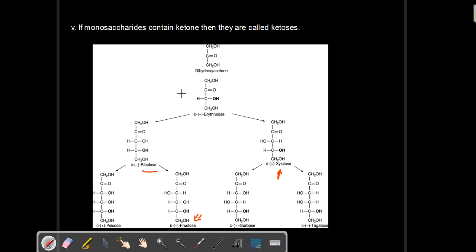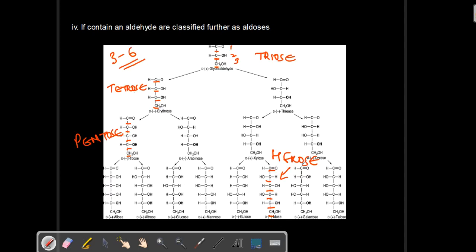Again, in the case of ketoses, it's the same. So we've got 3 carbon atoms here. What kind of a monosaccharide is this on the basis of number of carbon atoms? This is a triose, and this has 1, 2, 3, 4. This is a tetrose. And 1, 2, 3, 4, 5. This is a pentose, and hexose, and you can similarly have heptoses and octoses. Right. So this is how we classify monosaccharides.